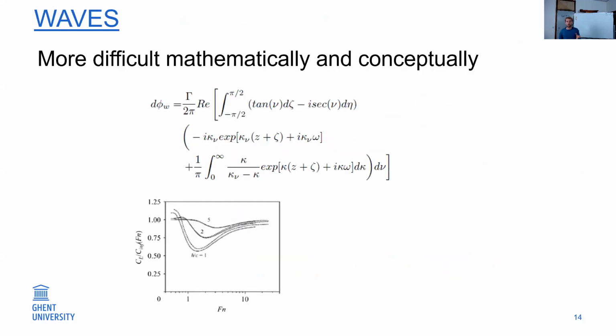And therefore, we also have a wave module. It's more difficult, mathematically and conceptually. So again, I won't get into too much detail, but this is needed to get a speed dependency and also a submersion dependency. So we get a lift which depends on one hand on submergence below the free surface, but also on the speed.